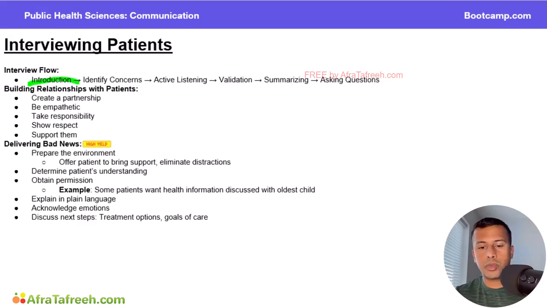After we've introduced ourselves, we're going to try to identify concerns, and a big part of this is going to be coming up with an agenda. These are the things that we're going to talk about. These are the concerns that you have. These are the solutions that we can offer. Give the patient an overview, an itinerary of what's going to happen.